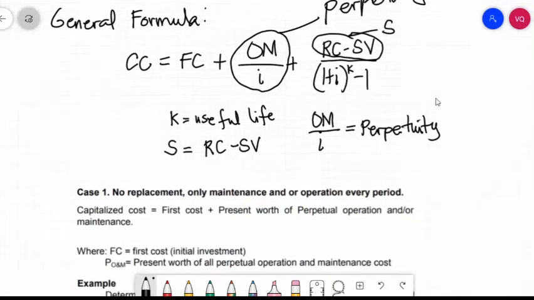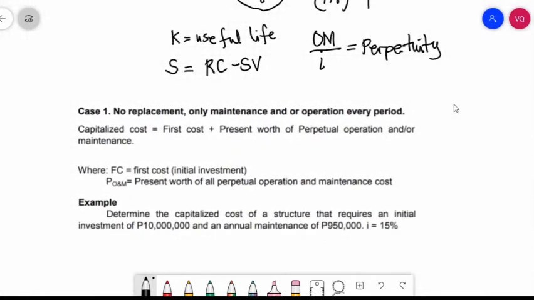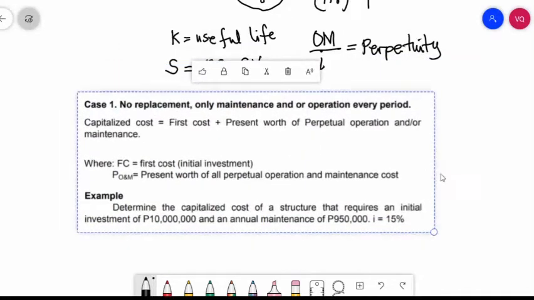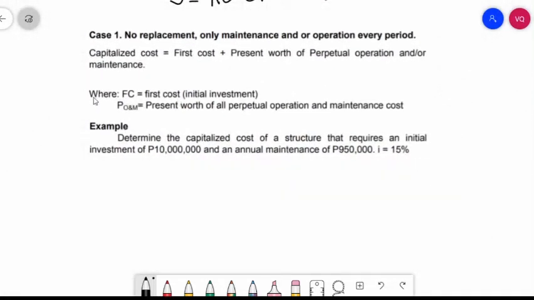So we have three cases to discuss here in capitalized cost. Case 1 is no replacement, only maintenance and operation every period. So you only want to maintain the machine, and there is no replacement yet. So capitalized cost is equal to the first cost plus the present worth of perpetual operation and maintenance. FC is our first cost, the initial investment, and POM is the present worth of all perpetual operation and maintenance.